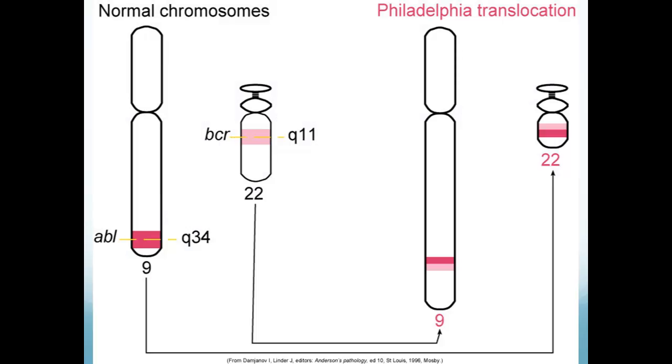Here's the Philadelphia translocation, and basically we're having a translocation of our normal chromosomes, which results in an immature white blood cell being produced that is not able to mature and differentiate into normal white blood cells, and then it's not going to be able to fight infection like we'd hope that it normally should.